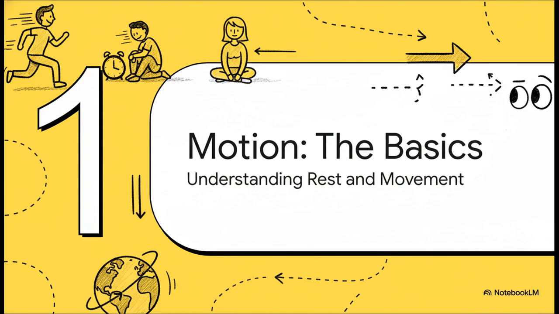All right, let's start at the very beginning. What exactly is motion? Well, in the simplest terms, we say an object is in motion if its position is changing with time. But here's a really interesting thought. Motion is always relative. If you're sitting on a moving train, you feel like you are at rest compared to the person sitting next to you, right? But for someone standing on the platform, you are very much in motion. So it all depends on your point of view.